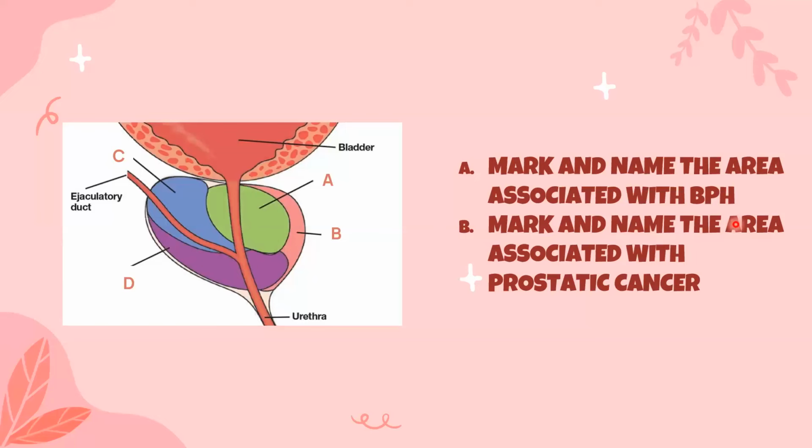It's A, isn't it? Yes. Good job. So what is A? Which zone is it? Transitional. Perfect. The way you can try to remember it is that you have this transition from the bladder to the urethra, as well as the transition from the internal sphincter to the external sphincter.